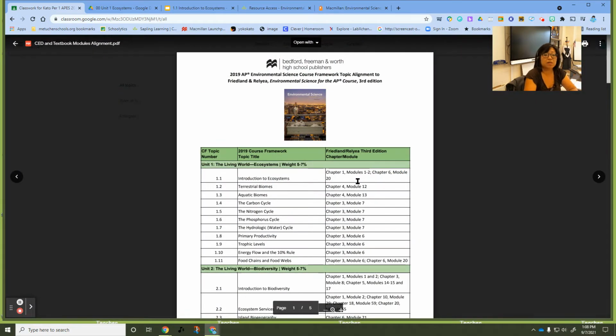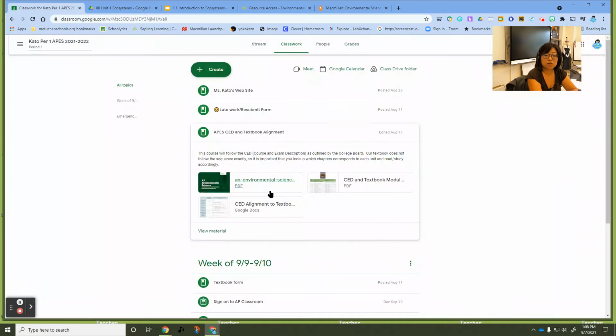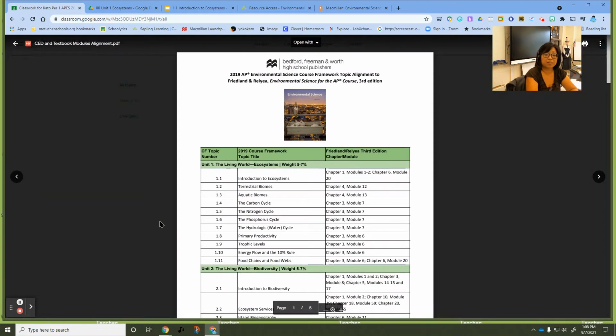I have this document here that basically outlines what the corresponding chapters are for each of the topics in the CED. This is, again, on the same materials link in your Google Classroom. It's the CED textbook and module alignment. These are the topics, and then these are the modules, which are like the sub-chapters in your textbook.